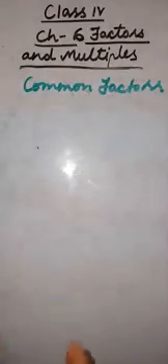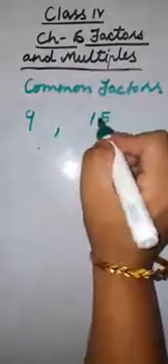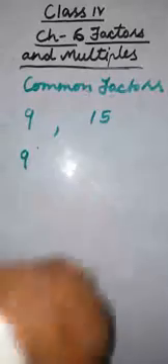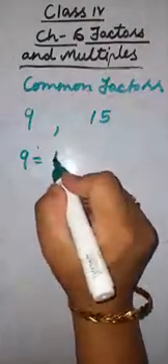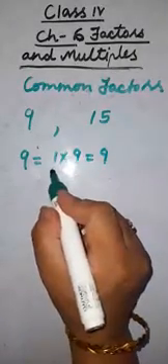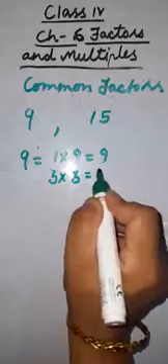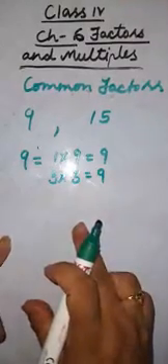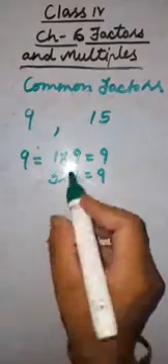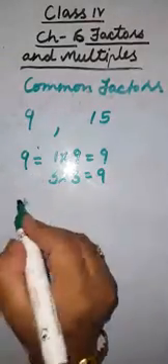Let's take two examples here. We have two numbers. One is 9 and another one is 15. So let's take its factors here. The factors of 9: 1 multiplied by 9 is equal to 9. And 2? Just observe, 9 does not come in the table of 2. So 3 multiplied by 3 is equal to 9, and 9 does not come in the table of 4. 5, 6, 7, 8, 9 does not come in their tables, and then 9 itself.